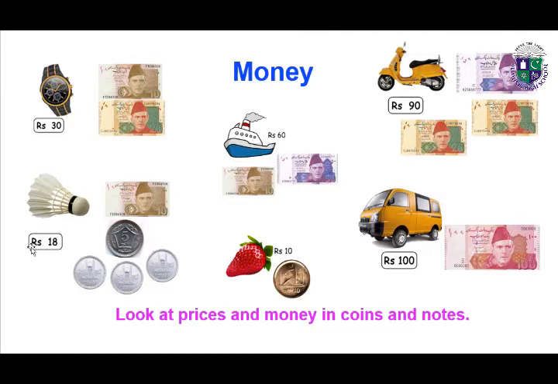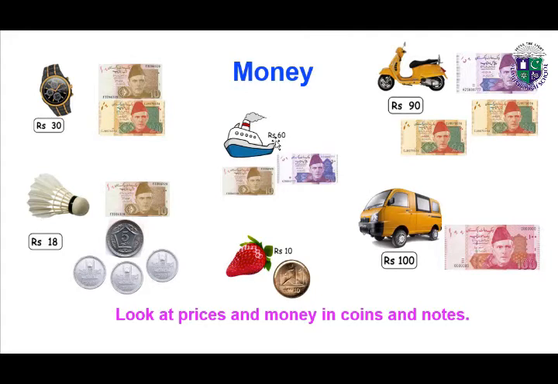Here we have a shuttle. Its price is 18 rupees. Now we have a 10 rupee note, a 5 rupee coin and three 1 rupee coins, and all together they make 18 rupees. So we can buy this shuttle with these bank notes and coins.